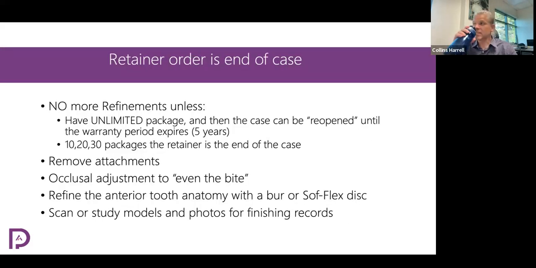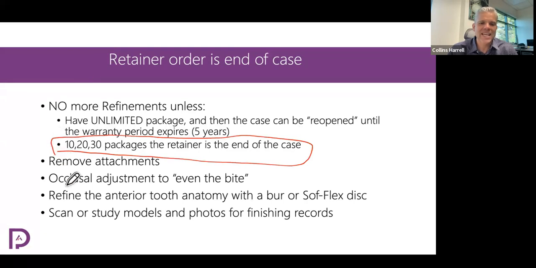When you get to the end of the case, you're going to go into the doctor portal and you're going to order a retainer. So we want you to understand that with the company that we partnered with, when you order a retainer on a 10, 20, 30 package, that ordering of the retainer indicates the end of the case. The case is closed. You won't be able to get more aligners after that.